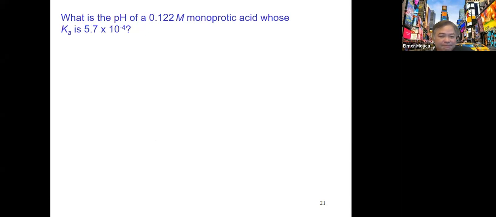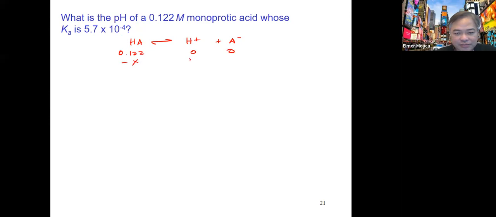Let's try this. Ibang approach naman to. Parang approach, 0.122. Okay? So let's try to solve this problem. So you have an HA producing what? H plus and A minus. So this is 0.122, nada, minus X, plus X, plus X. So you have 0.122 minus X. You have X and then you have X.